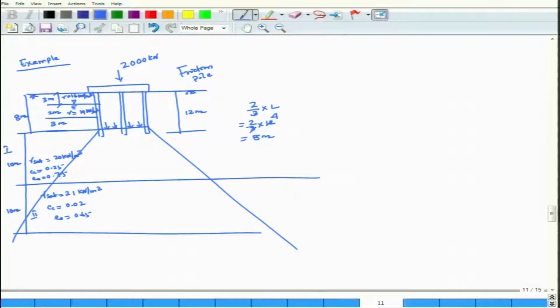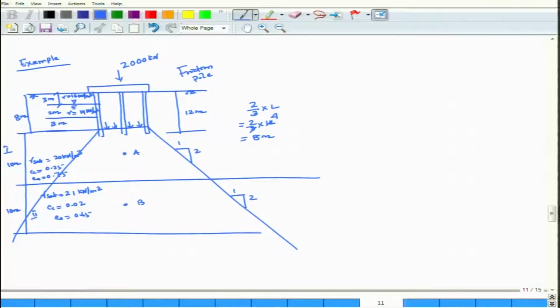Now, this is your layer 1, and the load spread will be 1:2 and this will be 1:2. At the center this is A and at the center this is B, layer 1 and layer 2, both layers having 10 meter depth. Now, let us start solving this problem. This is a friction pile example.